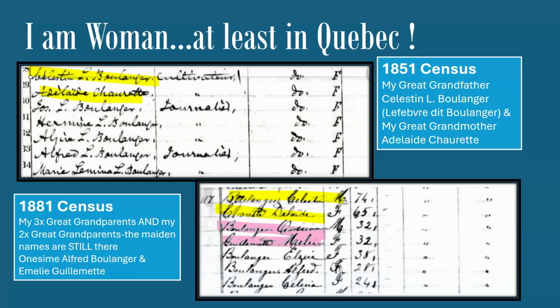I also wanted to show you that underneath there is my 2 times great-grandfather, Onezem. Don't you just love these French names? And underneath that is my 2 times great-grandmother, Emilie Guillemette. So even in 1881, they were still using this custom. I also want to draw your attention to the fact that there is an L in between there. It didn't appear in the 1881, but each one of those children has Joseph L. Boulanger. I'm going to explain that in a minute.